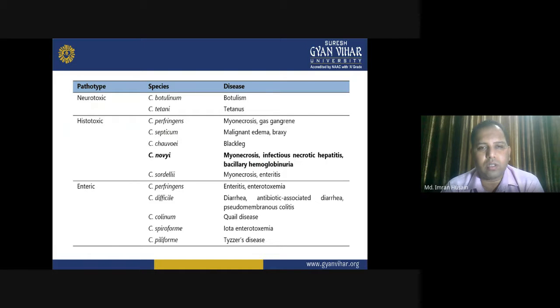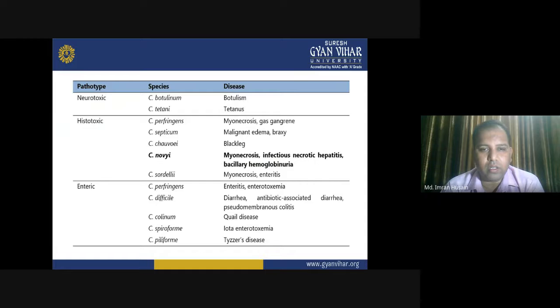Histotoxic: Clostridium perfringens, gas gangrene. Clostridium septicum, malignant edema, braxy. Clostridium chauvoei, blackleg. Clostridium novyi, infectious necrotic hepatitis. And Clostridium sordellii, and arthritis.